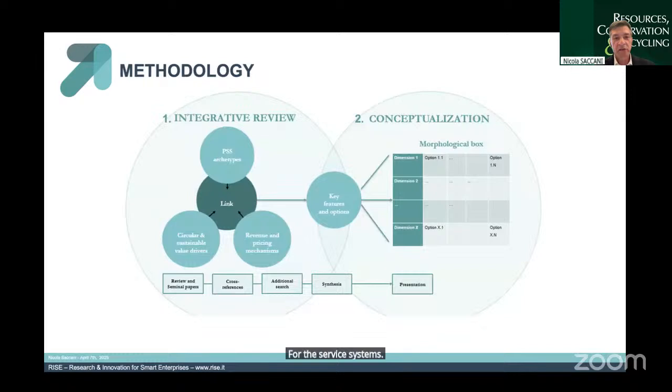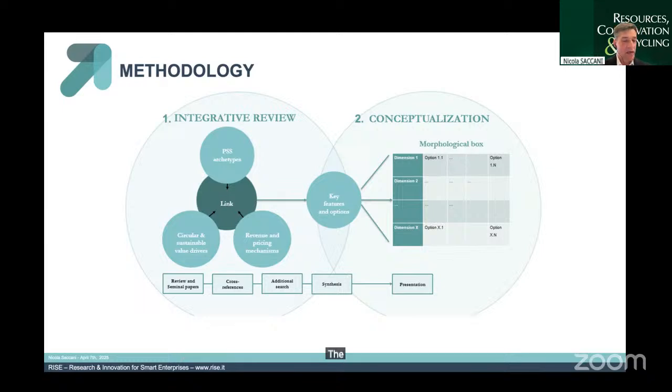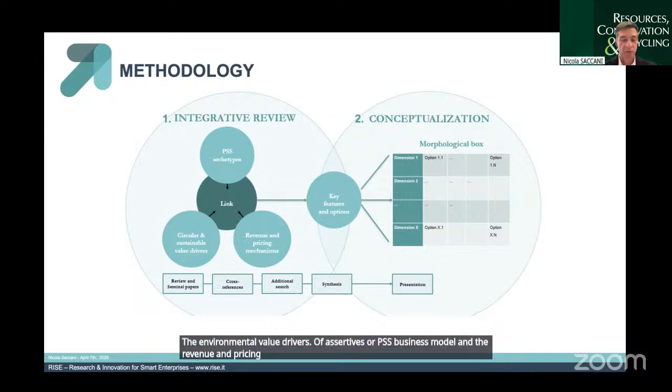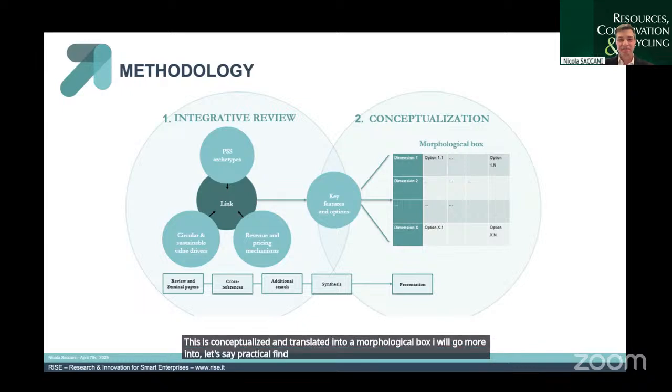Given the exploratory nature of the study, we decided to adopt an integrative review approach. So we do an integrative literature review in order to amalgamate insights from three diverse domains: the PSS archetypes or PSS literature, the environmental value drivers of a servitized or PSS business model, and the revenue and pricing mechanisms that are adopted. This is conceptualized and translated into a morphological box. I will go more into practical findings in a moment.